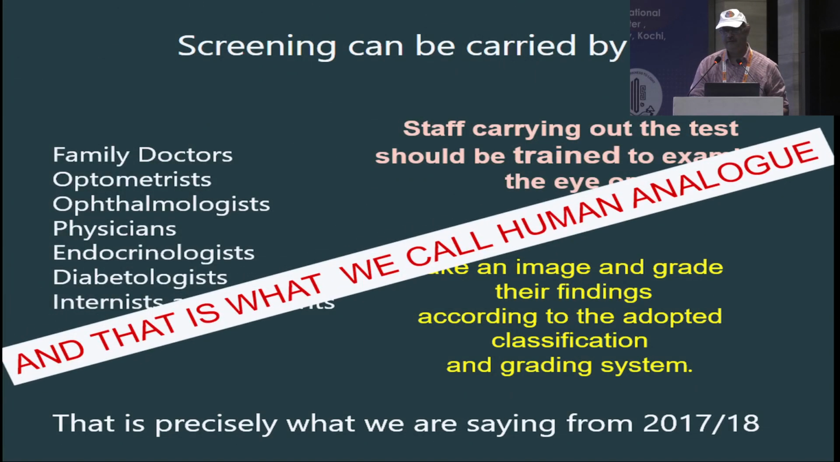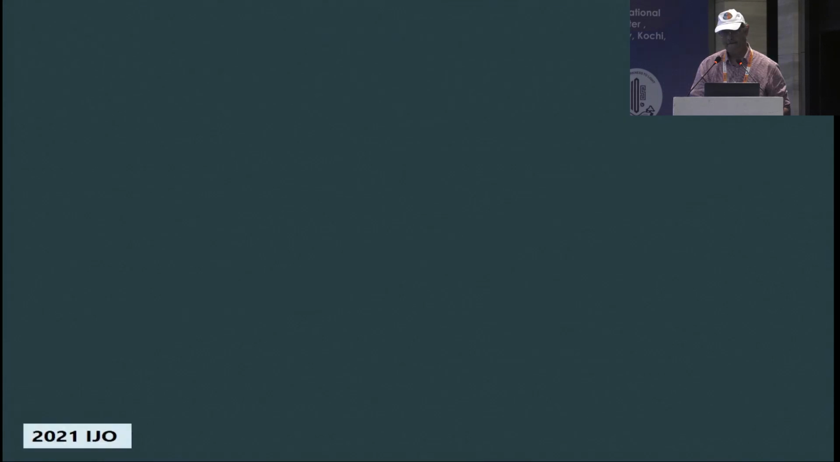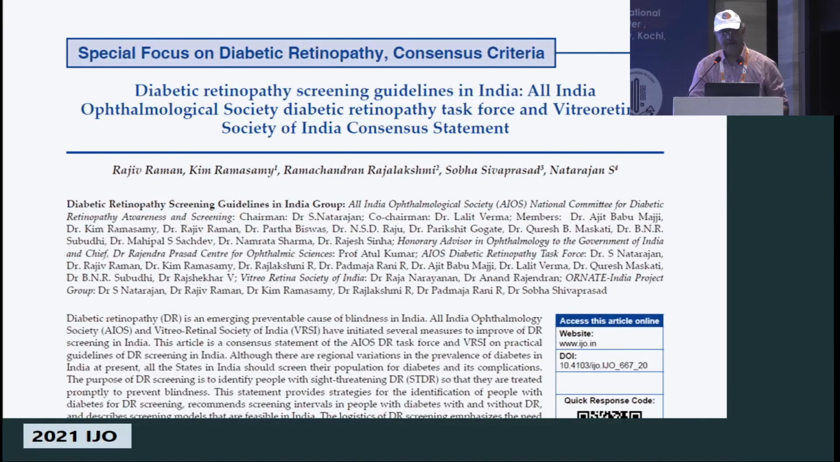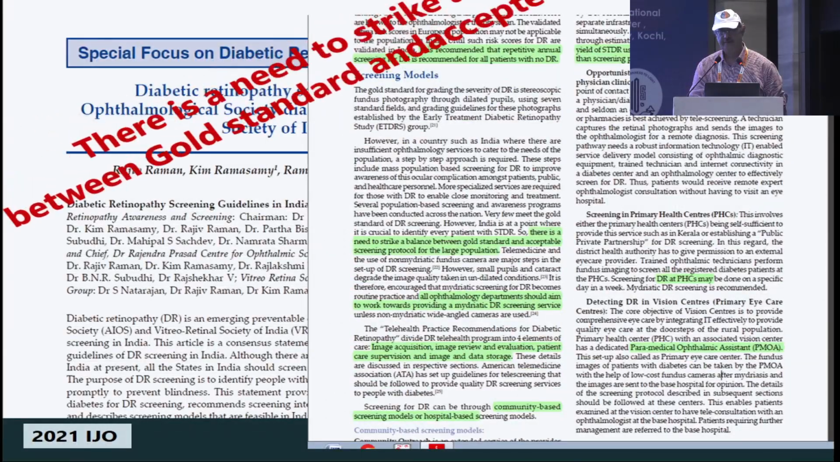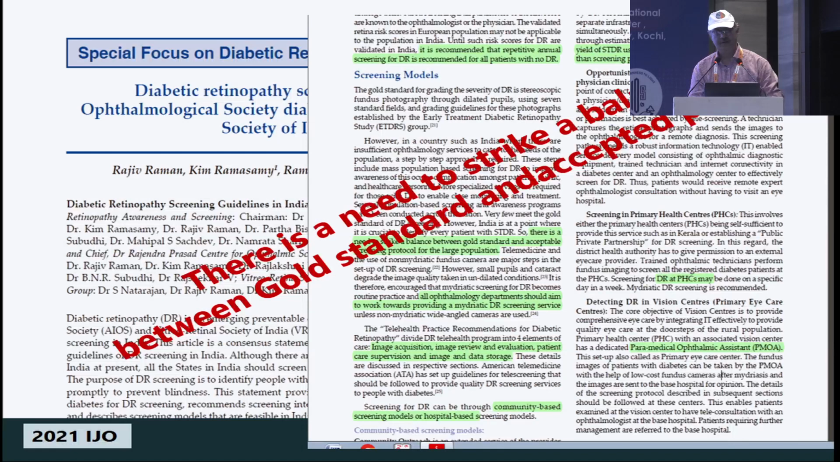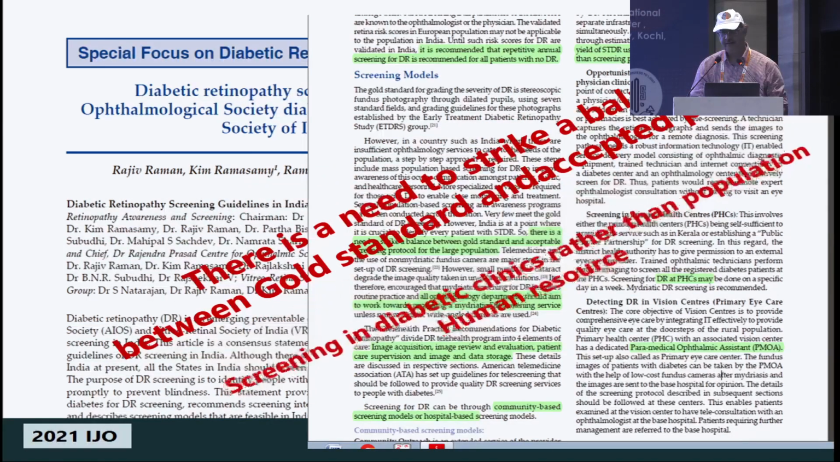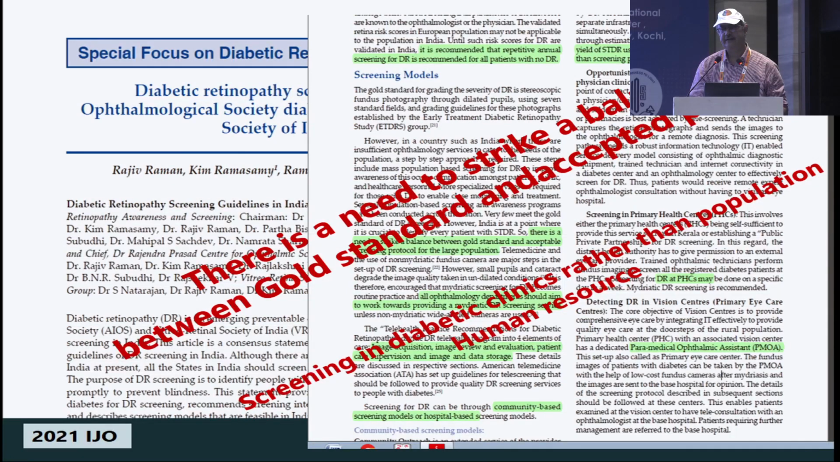And that is what we call human analog. Recently in 2021, Rajiv Raman came out with a famous article in IJO, and it has certain points. The point which I took out of it is that there is a need to strike a balance between what is universal or ideal and what should be done. For example, if we screen the whole population, that is ideal. But if we screen only the diabetic clinics, then that should be good enough.